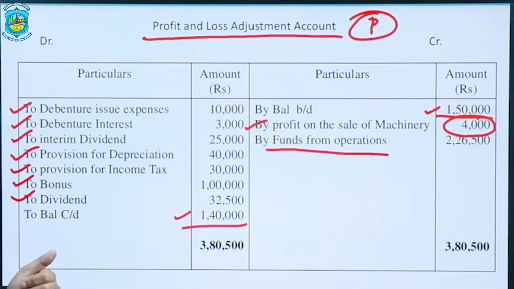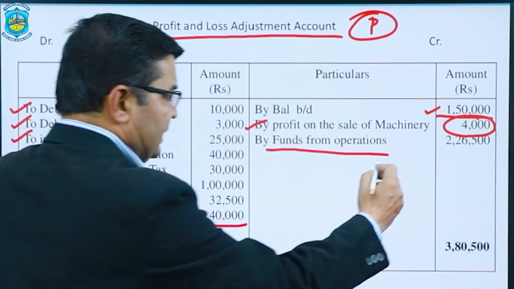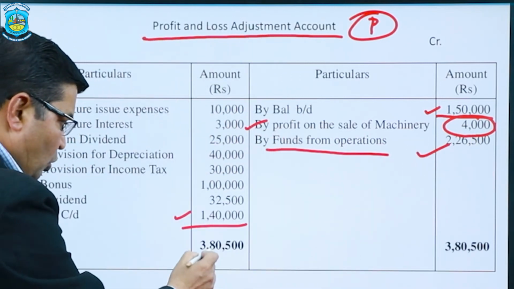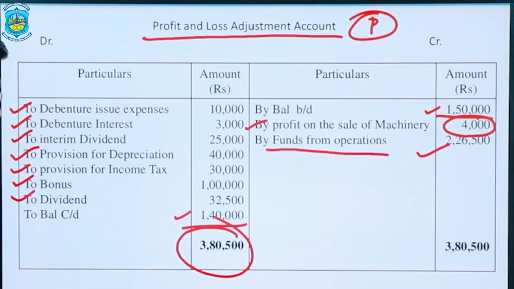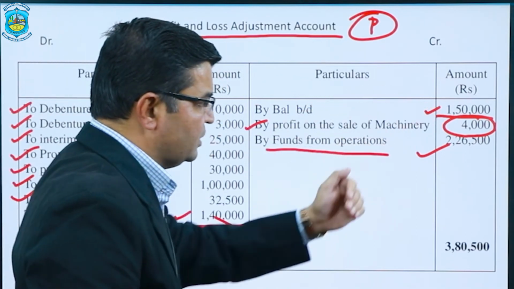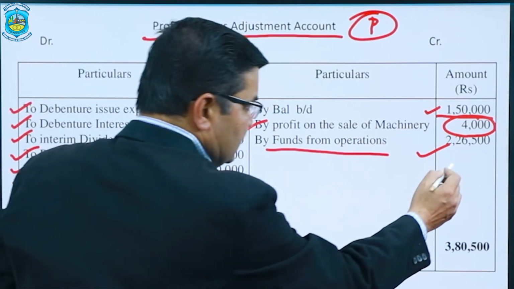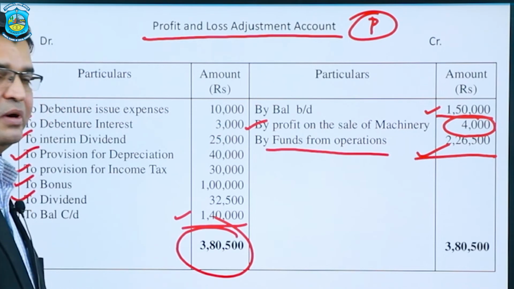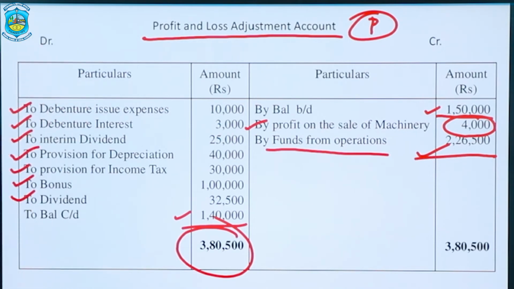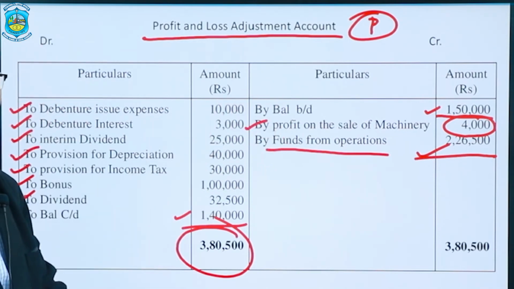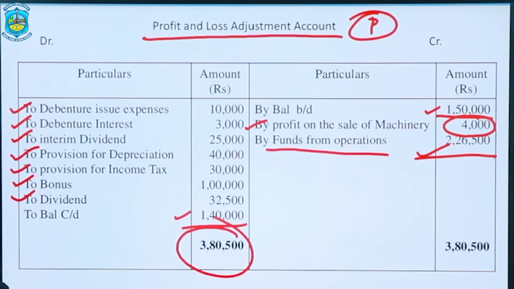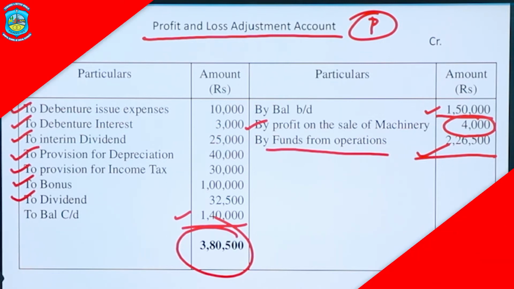And then finally this funds from operations can be calculated, because the total of this debit side is rupees 3,80,500, out of which this 150 plus 4,000, if we deduct, total 1,54,000 rupees. So finally this 2,26,500 rupees will be left, which will be called funds from operations, which is one of our most important sources.